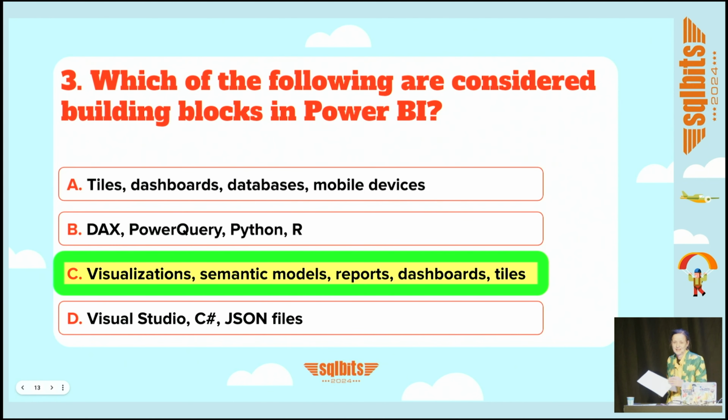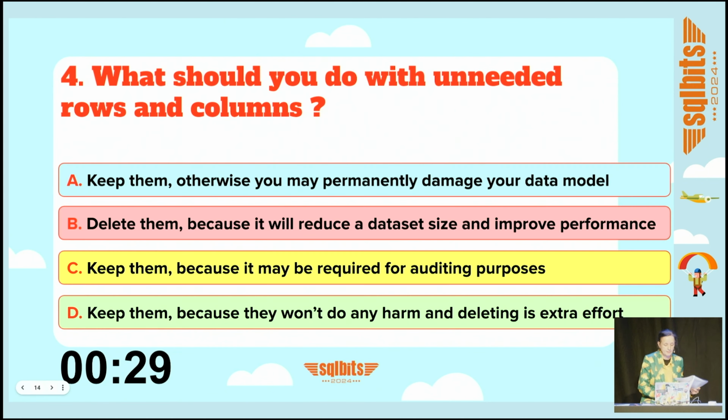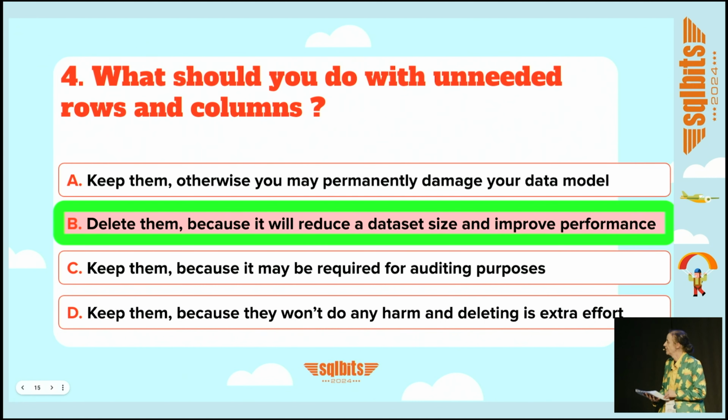Right. Next question. What should you do with unneeded rows and columns? A, keep them, otherwise you might permanently damage your model. B, delete them because it will reduce the dataset size and improve performance. C, keep them because it may be required for auditing purposes. Or D, keep them because they won't do any harm and deleting is extra effort. And as guys in the cube used to say, I'm not lazy, I'm just efficient. What's the correct answer? I see almost everyone has B, and that's correct.